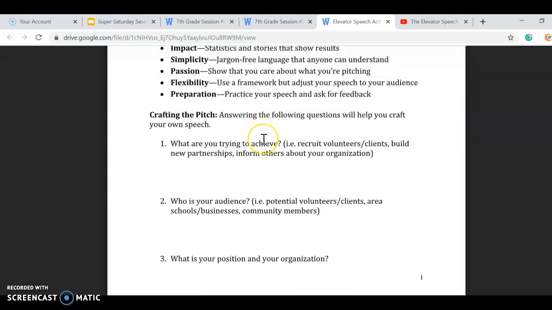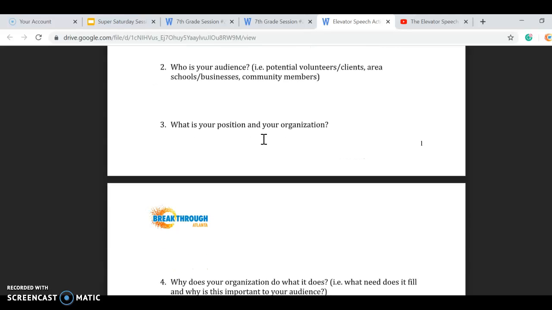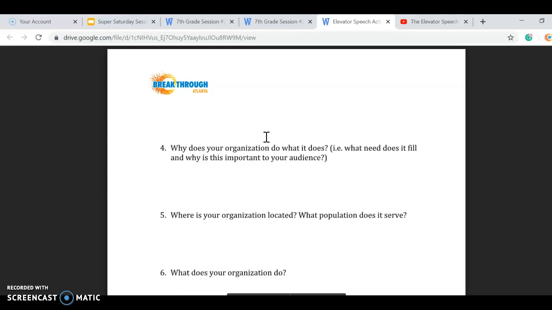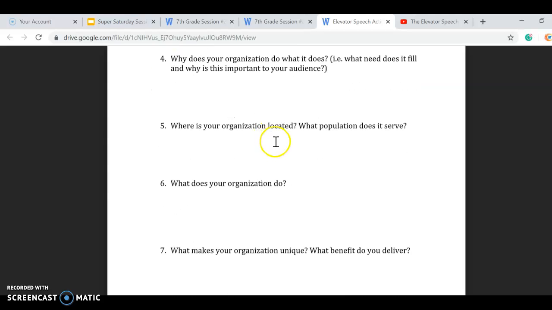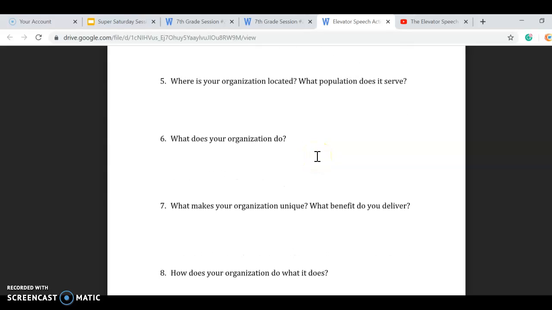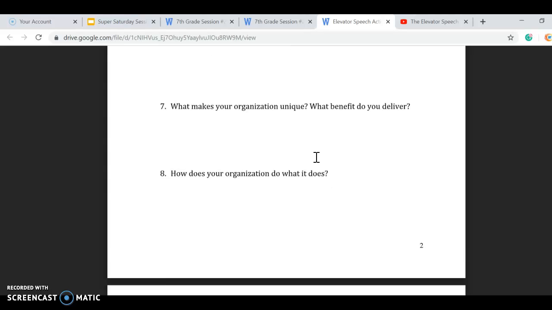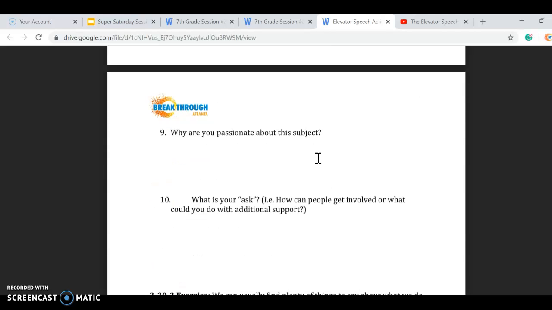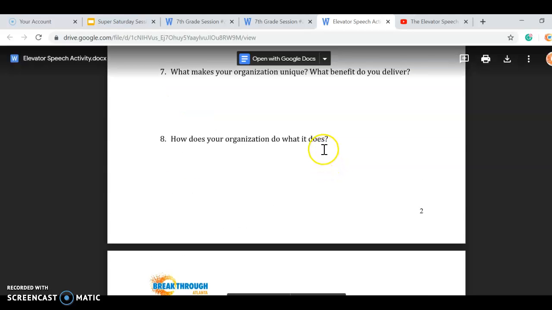For instance, what are you trying to achieve? Who is your audience? What is your position in your organization? Why does your organization do what it does? Where is your organization located? What population does it serve? What does your organization do? What makes your organization unique? How does your organization do what it does? Why are you passionate about this subject? What is your ask?